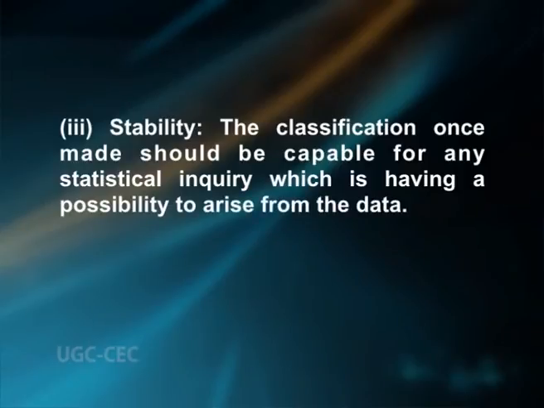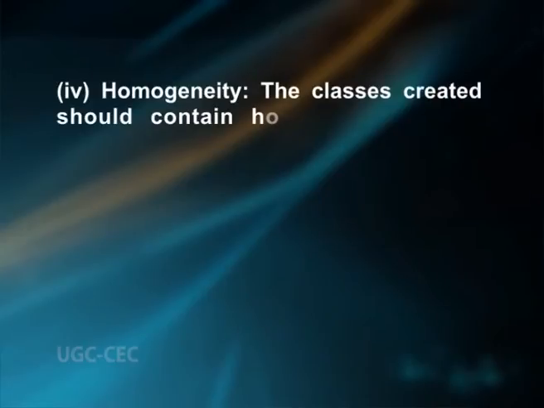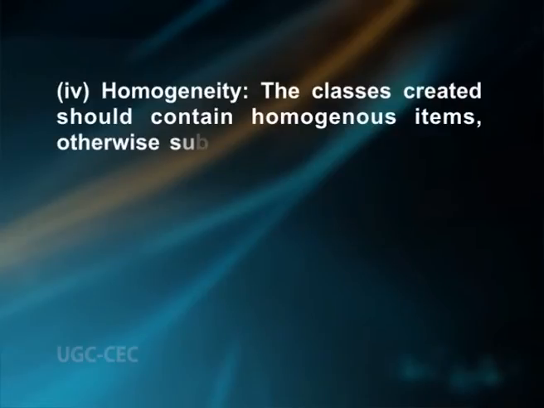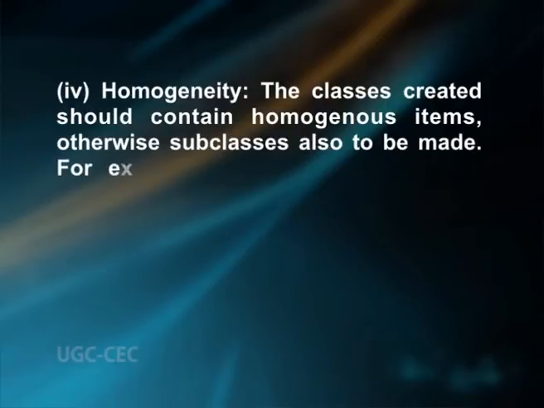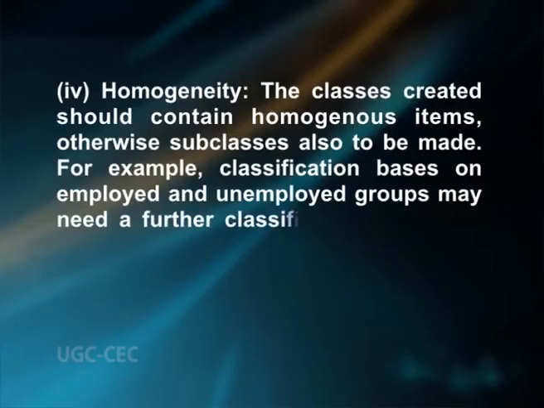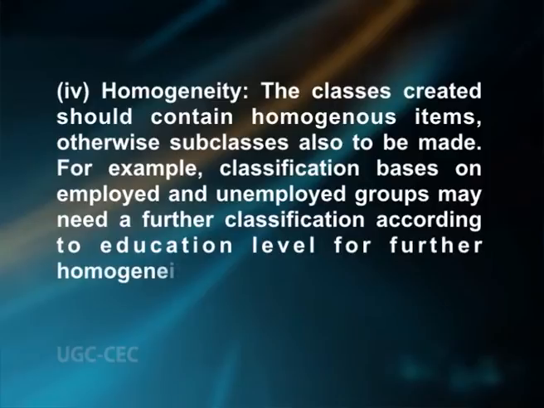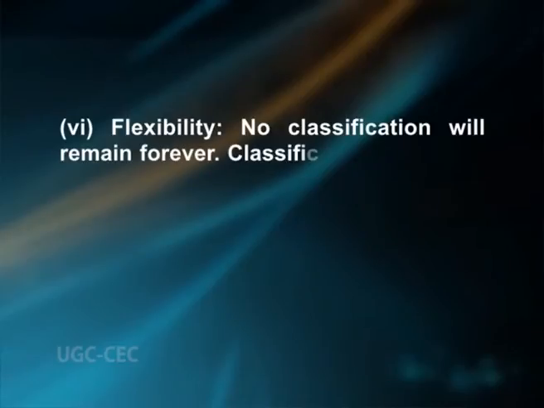3. Stability. The classification once made should be capable of serving any statistical inquiry which has a possibility to arise from the data. 4. Homogeneity. The classes created should contain homogeneous items, otherwise subclasses also have to be made. For example, classification on the basis of employed and unemployed groups may need a further classification according to education level for further homogeneity.